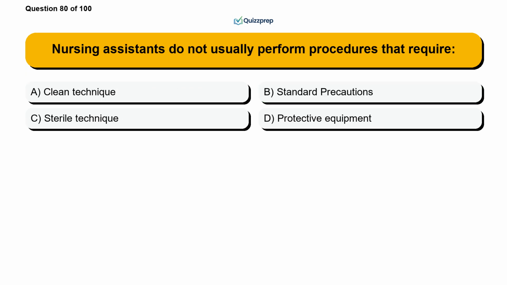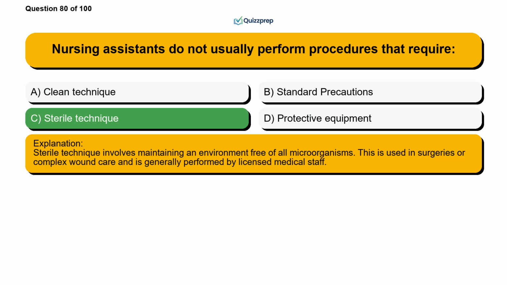Question 80. Nursing assistants do not usually perform procedures that require: Option A, clean technique. Option B, standard precautions. Option C, sterile technique. Option D, protective equipment. The correct answer is option C, sterile technique. Sterile technique involves maintaining an environment free of all microorganisms. This is used in surgeries or complex wound care and is generally performed by licensed medical staff.